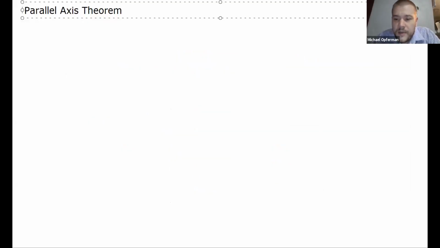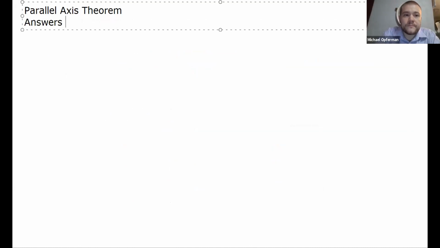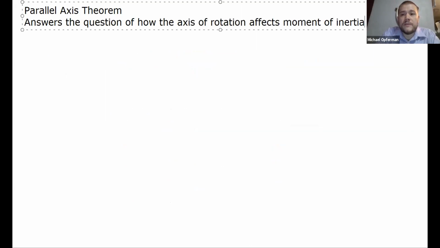One more thing that I think is important to cover when it comes to moment of inertia. We're not going to try to calculate moments of inertia from scratch, but we are going to be able to modify moments of inertia to suit the situation that we are working with. So one thing I mentioned that affects moment of inertia is where the axis of rotation is located. That is going to be dealt with using the parallel axis theorem, as it's called.